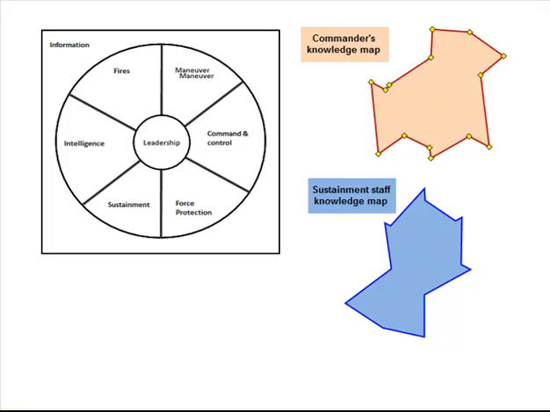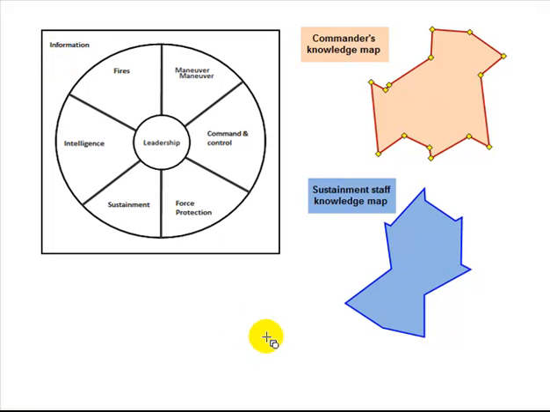Good afternoon. This is Ken Long with a thought experiment in visualization, leadership, and revolutionary new environments. We have here a conventional array of the elements of combat power, which consist of the warfighting functions of fires, maneuver, command and control, force protection, sustainment, intelligence, tied together by leadership, and operating in an information environment.